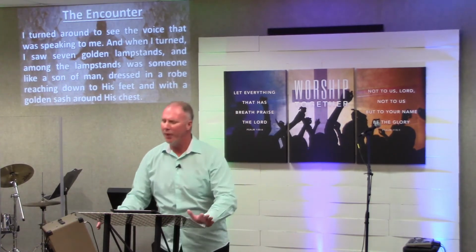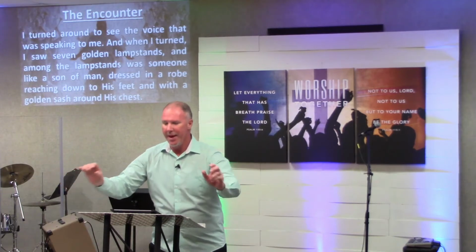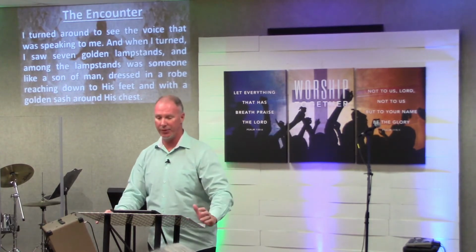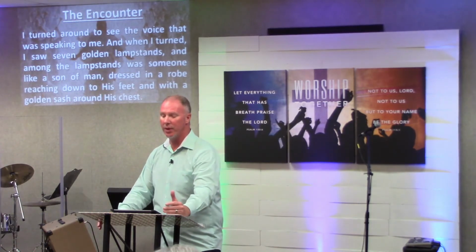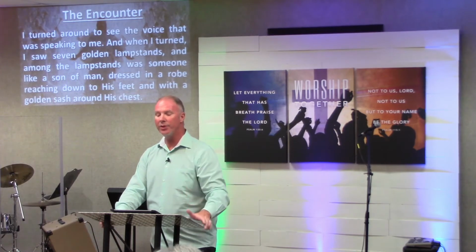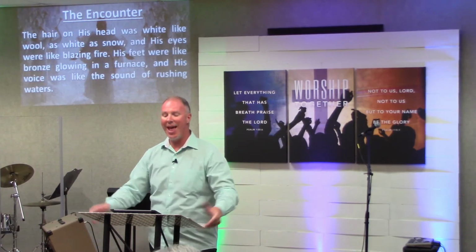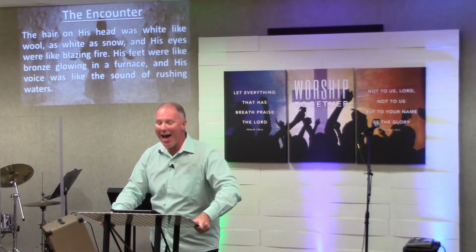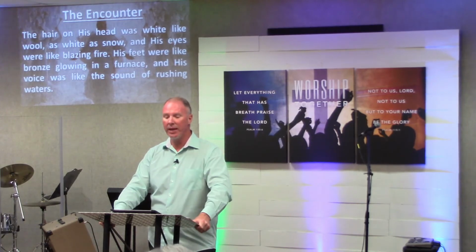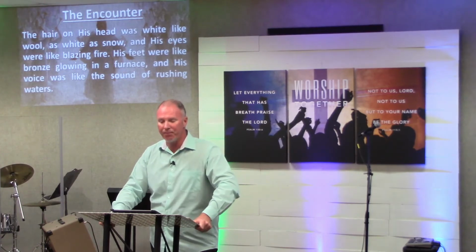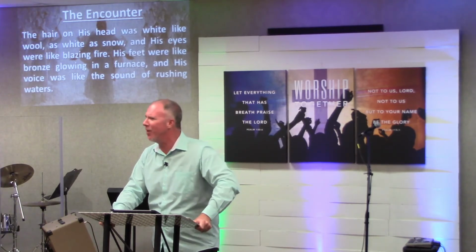And when I turned, are you ready for this, people? It's a good thing you're sitting down. And when I turned, I saw seven golden lampstands. And among the lampstands was someone like the Son of Man, dressed in a robe, reaching down to his feet, and with a golden sash around his chest. The hair on his head was white like wool, as white as snow. And his eyes were like blazing fire. His feet were like bronze glowing in a furnace. And his voice was like the sound of rushing waters, like the sound of Niagara Falls.